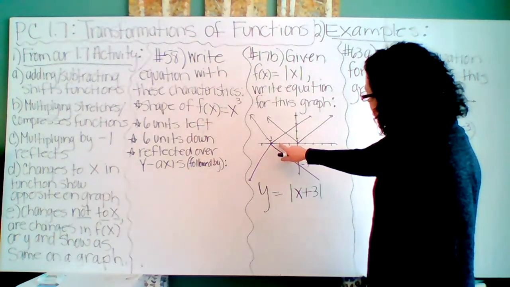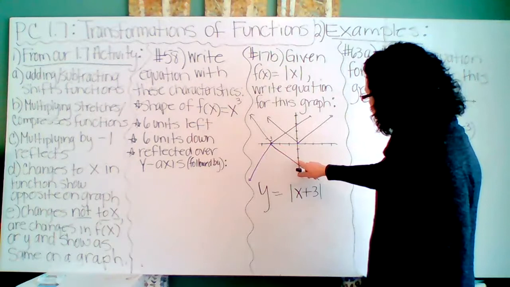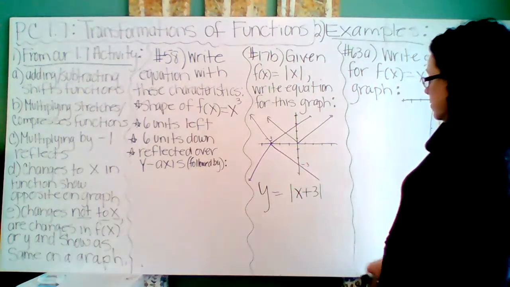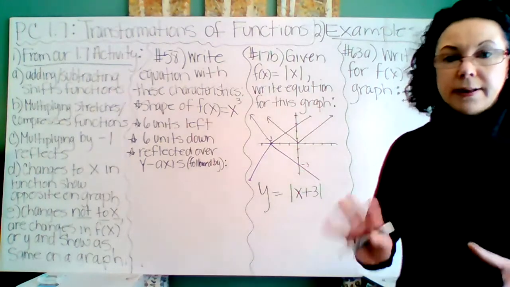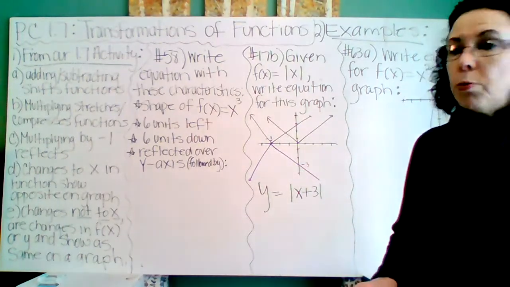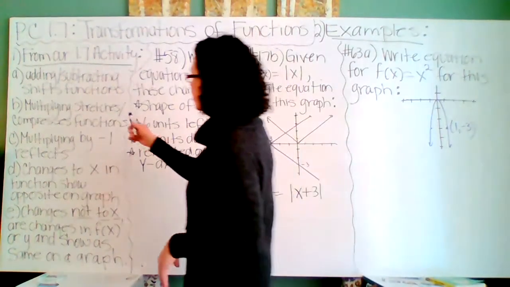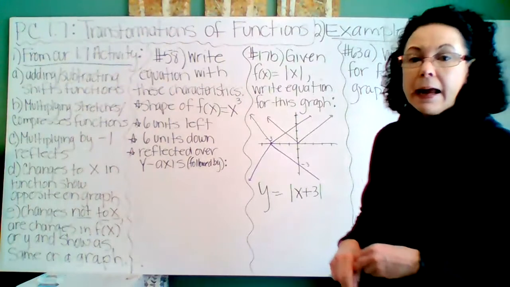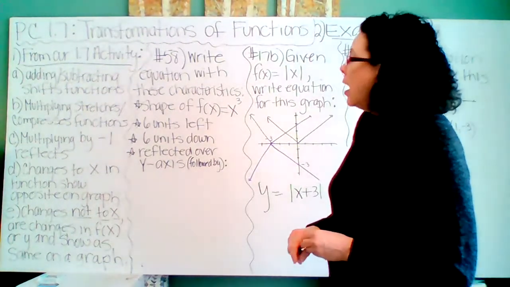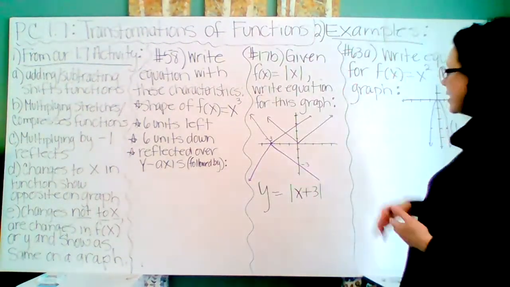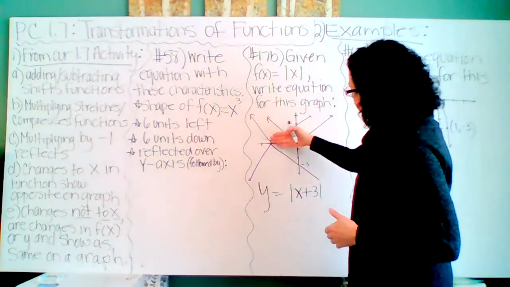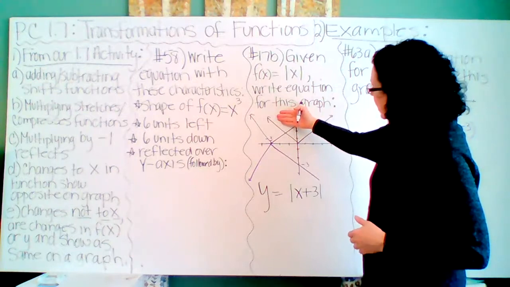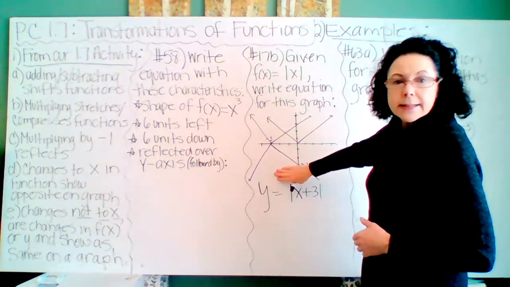When I check the slope, over 1, down 1, over 1, down 1, over 1, down 1, that is still a slope of 1, or in this case, -1. So the slope has not changed. There's been no stretch or compression. I will not be multiplying by a constant. Okay. Is there a reflection? Yes, there is. Here's my absolute value function that I've written right now. Has it been reflected? Yes, over the x-axis.